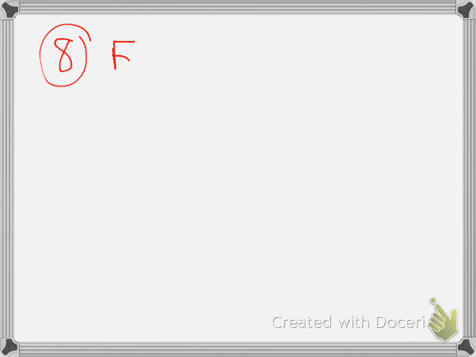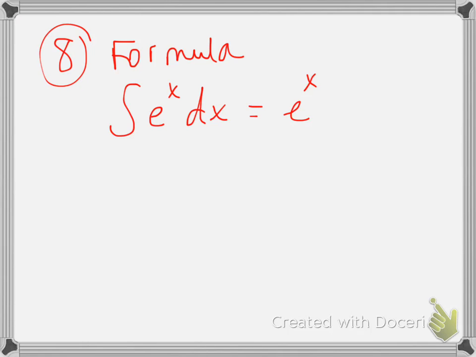Okay, here's another formula. If I'm going to take the integral of e to the x, well, that's still e to the x, because the derivative of e to the x is e to the x, so the antiderivative is still e to the x.